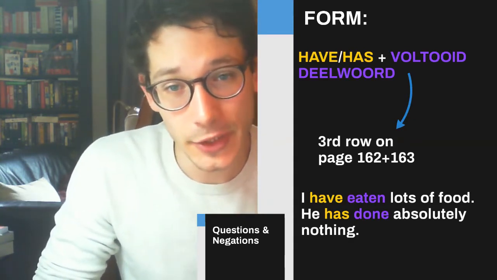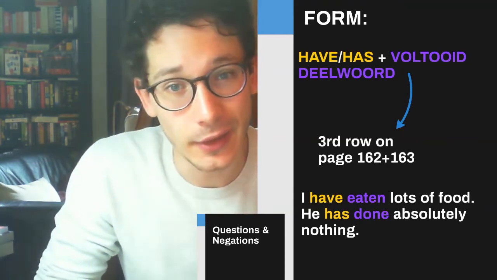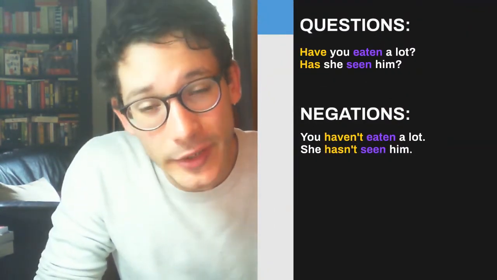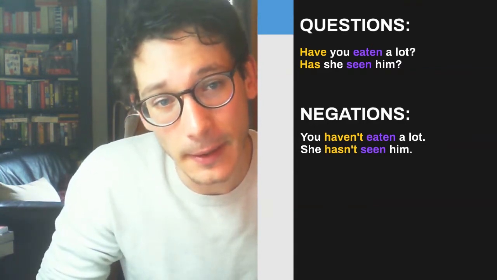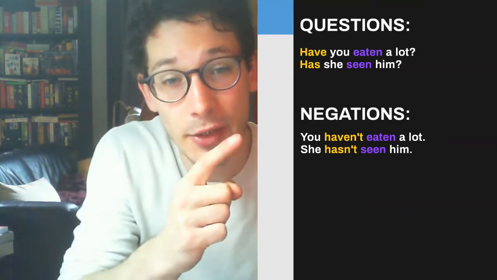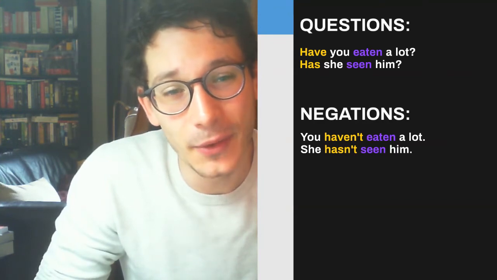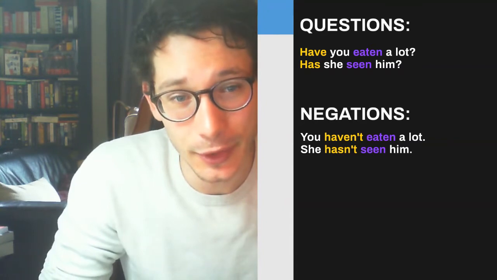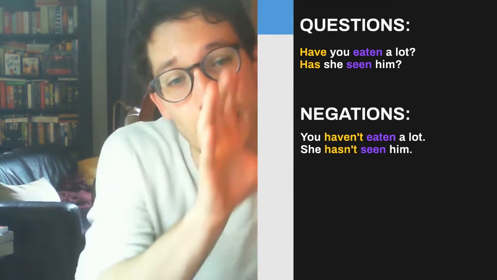We do still have questions and negations, vragende zinnen en negatieve zinnen. And, well, what do those look like? I just wrote it down for you here. For questions, you have to move the have or has to the front of the sentence, and add a question mark, of course. And for negations, you can just add niet at the end of have or has, so haven't or hasn't. Although, if you want to say fully not, then you can do that too. Okay, so these are questions and these are negations. If you need to make those kind of sentences, here they are.